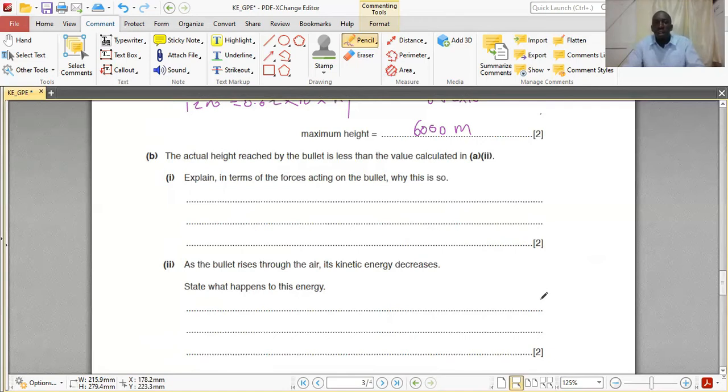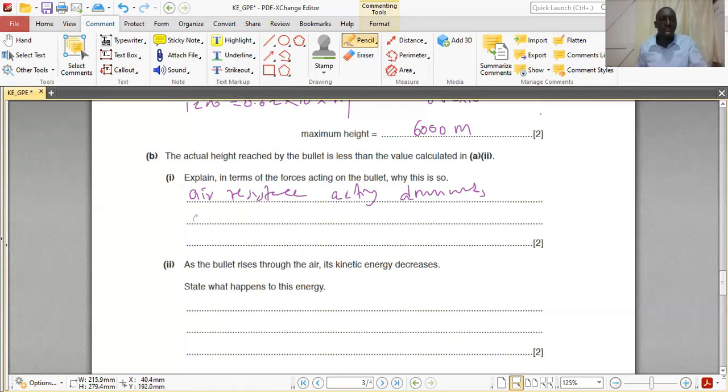Remember, when the bullet is moving upward, there are two main forces acting on it. One is air resistance, which is acting downwards, in the opposite direction to its motion.